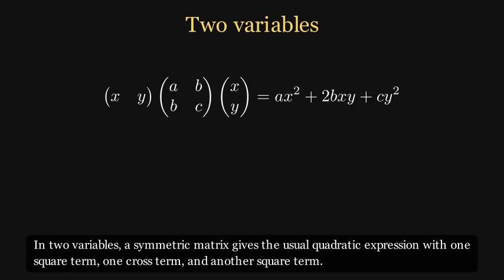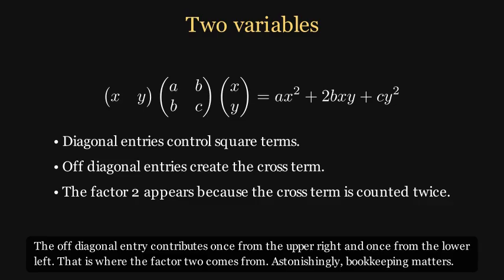In two variables, a symmetric matrix gives the usual quadratic expression with one square term, one cross term, and another square term. The off-diagonal entry contributes once from the upper right and once from the lower left. That is where the factor 2 comes from. Astonishingly, bookkeeping matters.